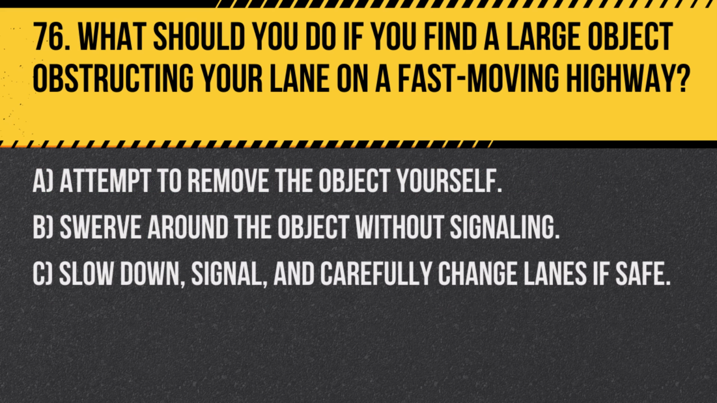Question 76. What should you do if you find a large object obstructing your lane on a fast-moving highway? A. Attempt to remove the object yourself. B. Swerve around the object without signaling. C. Slow down, signal, and carefully change lanes if safe.